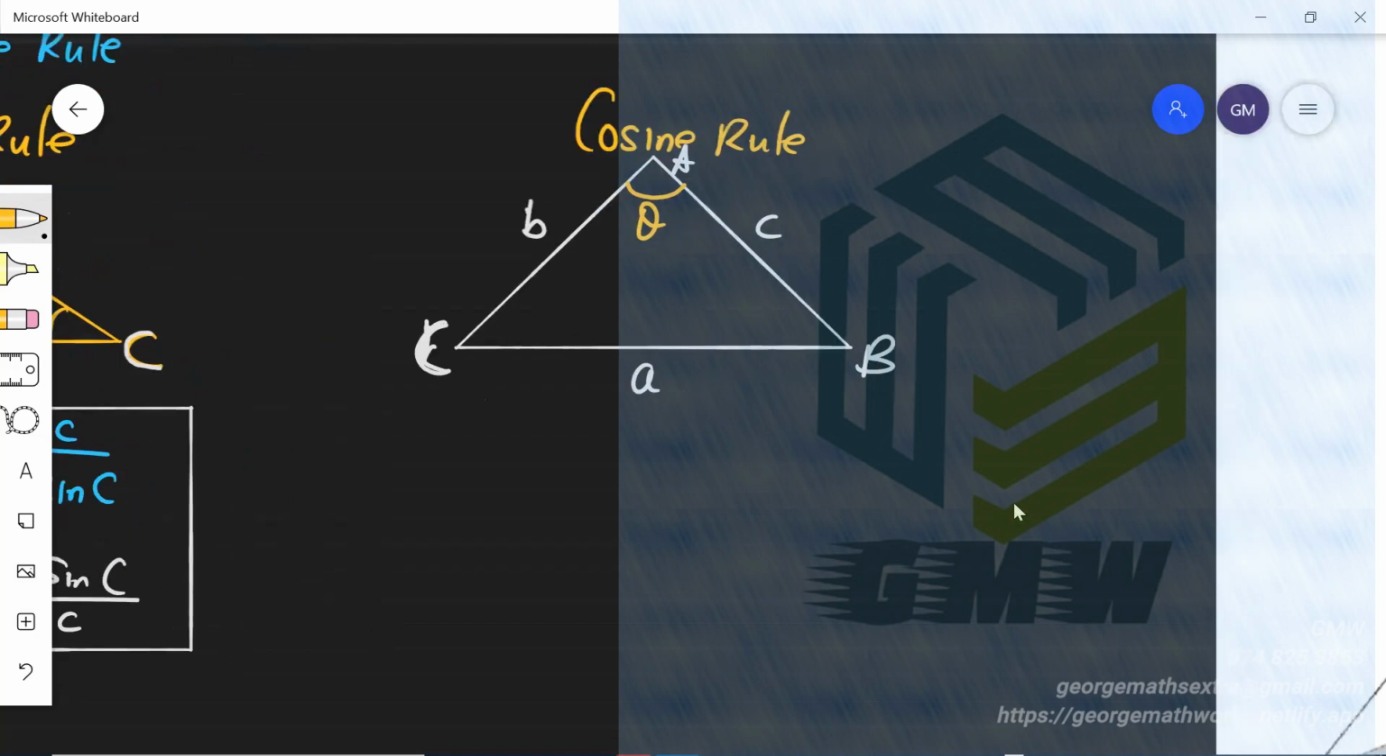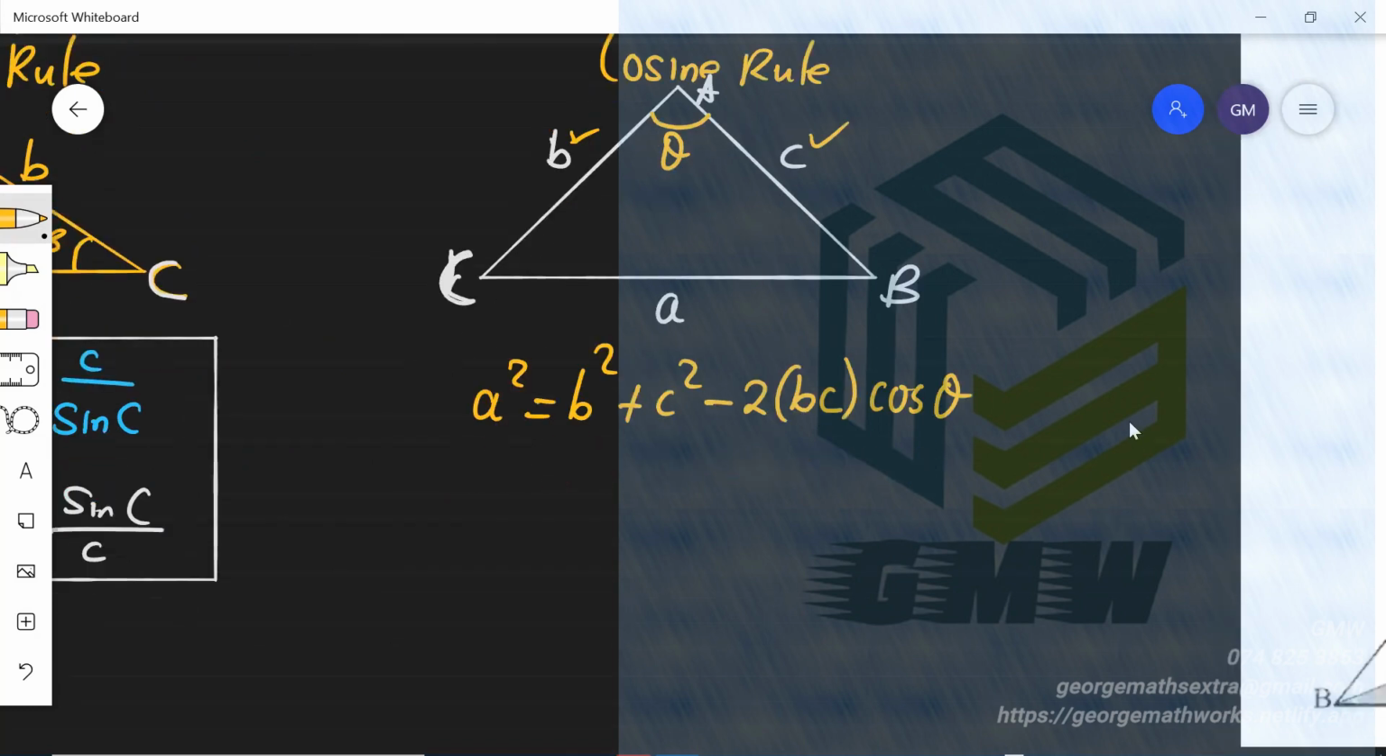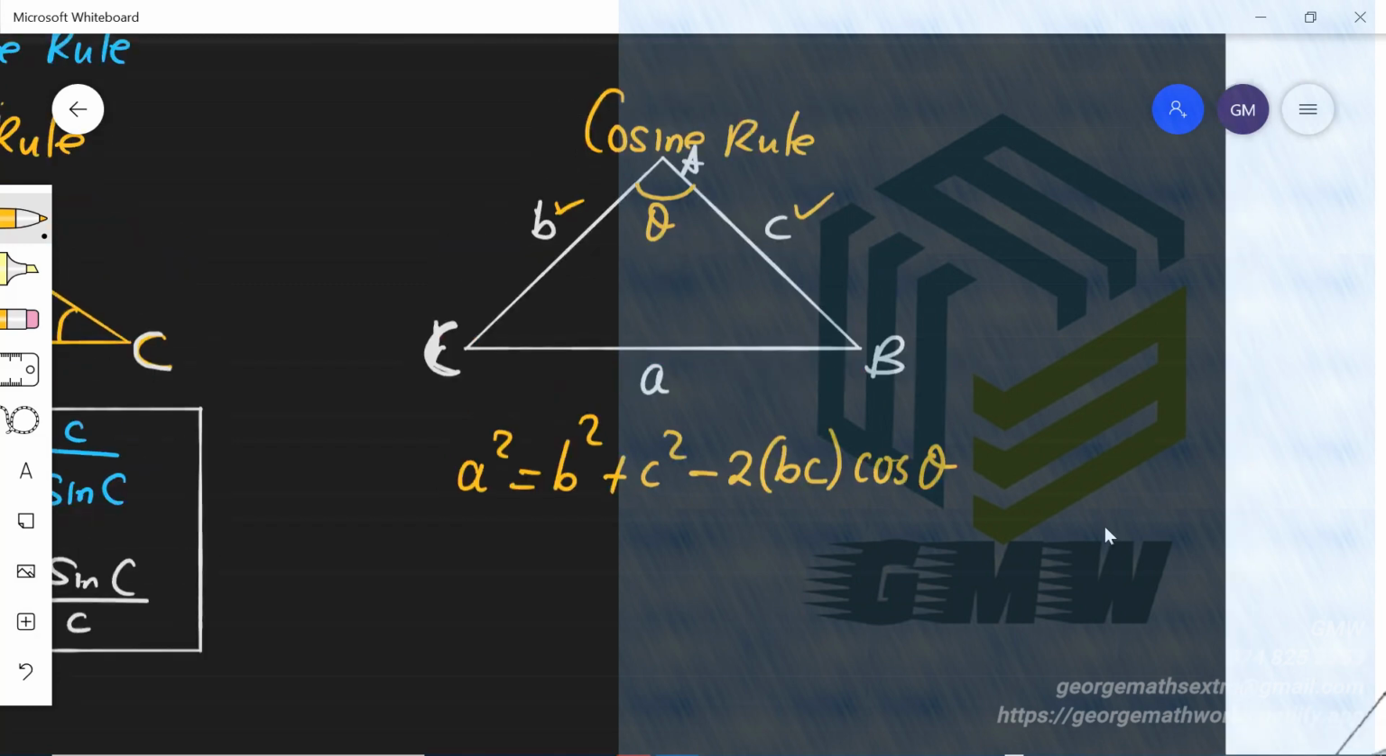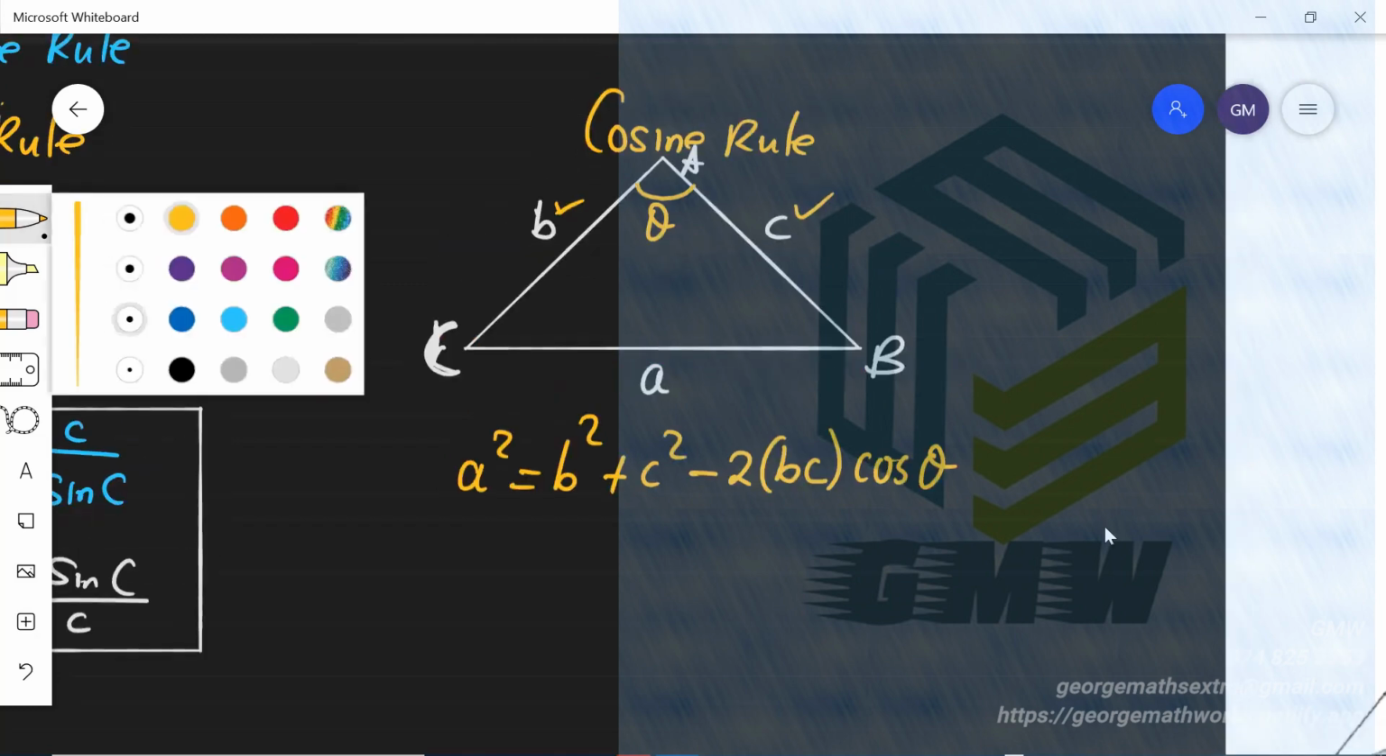The cosine rule says A squared is equal to B squared, which is this one, plus C squared, which is this one, minus 2 times BC, then cos of theta. Do you understand? Yes, that's the cosine rule. And these things are given in the formula sheet, they are provided for you.